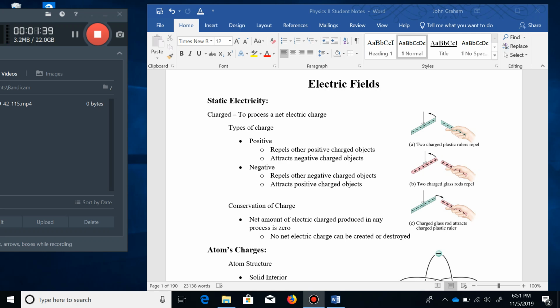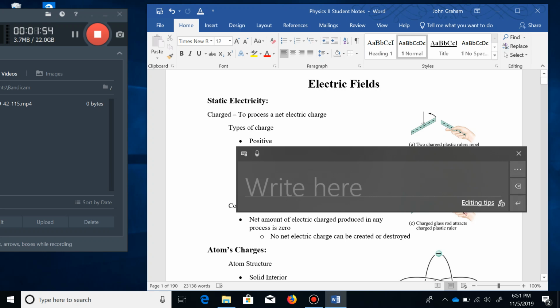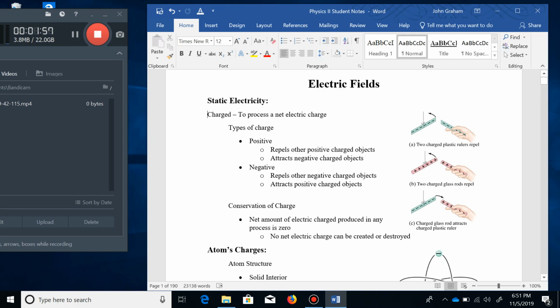First, we're looking at static electricity, and the best way to think about this is charge that is not in motion. So we're looking at static charge, where we are just looking at the combinations of the charges and how they affect one another. But we don't have a moving charge. We'll get to moving charges later on. And so there are two types of charge.